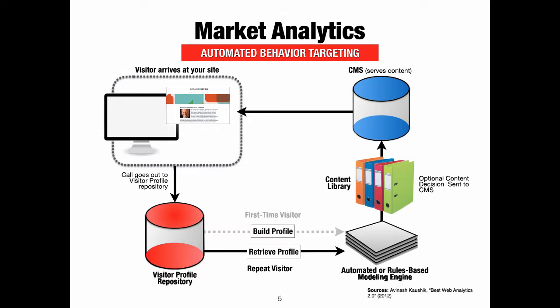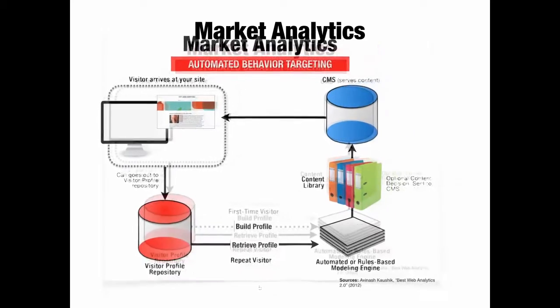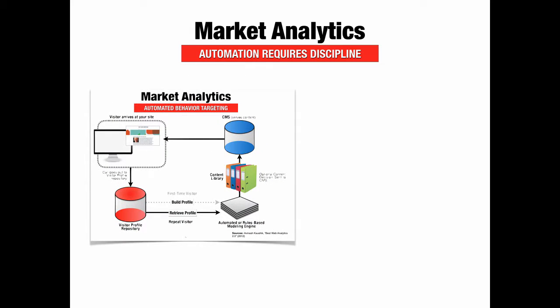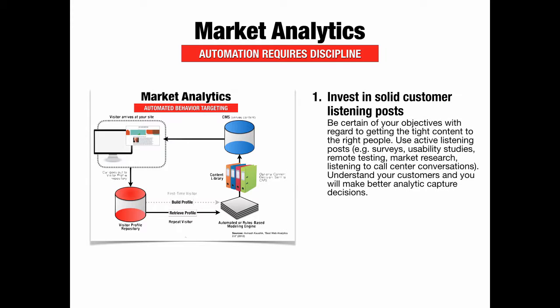That automated or rules-based modeling engine really does it all for us. And if we break this down, we see that it requires a certain amount of discipline. Two things: invest in solid customer listening posts. When we try to use this model, we want to make sure that our objectives with regard to getting the right content to the right people, right?